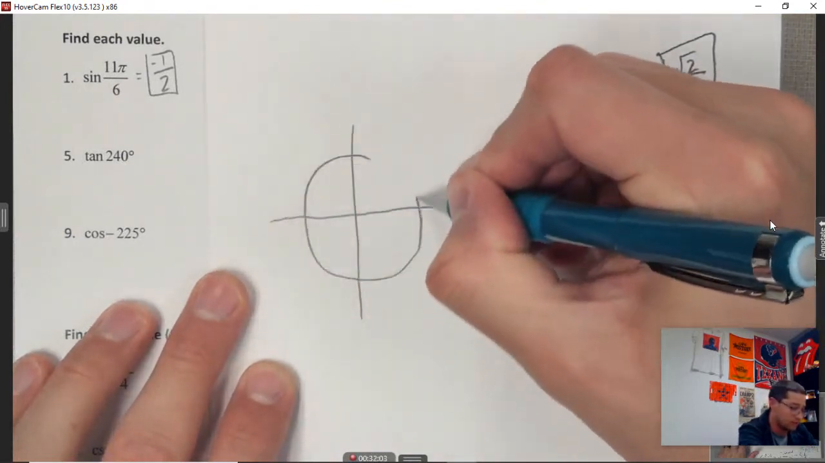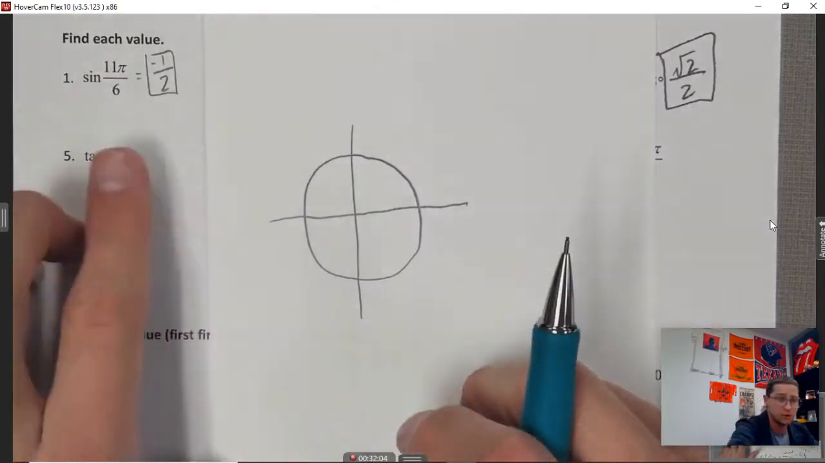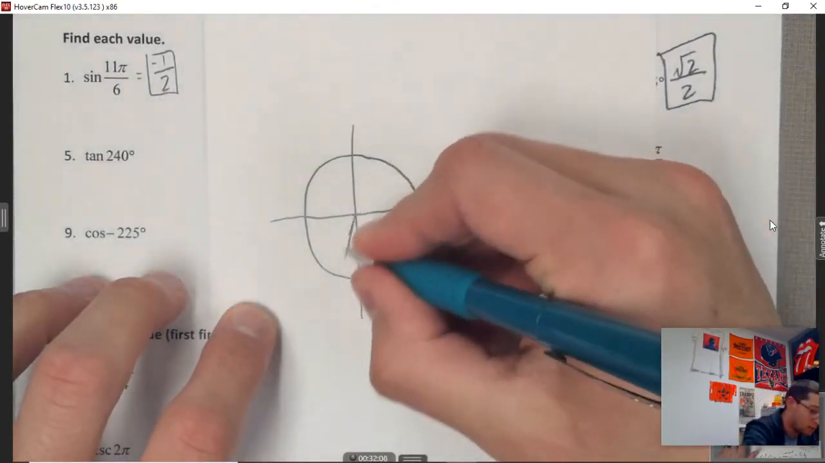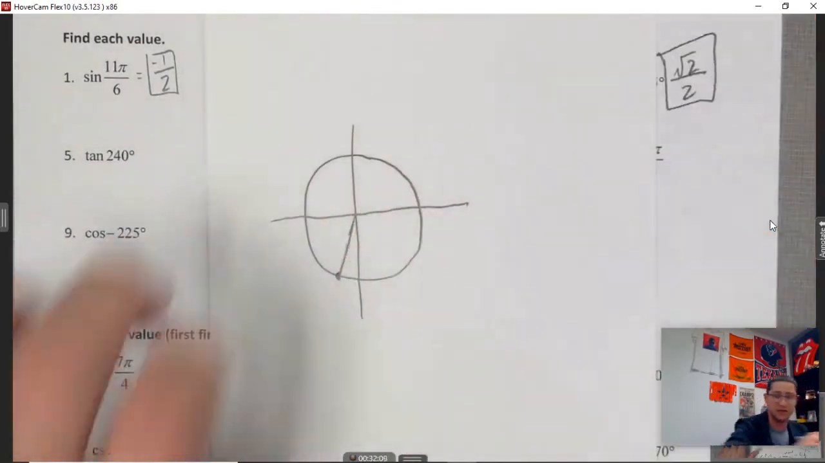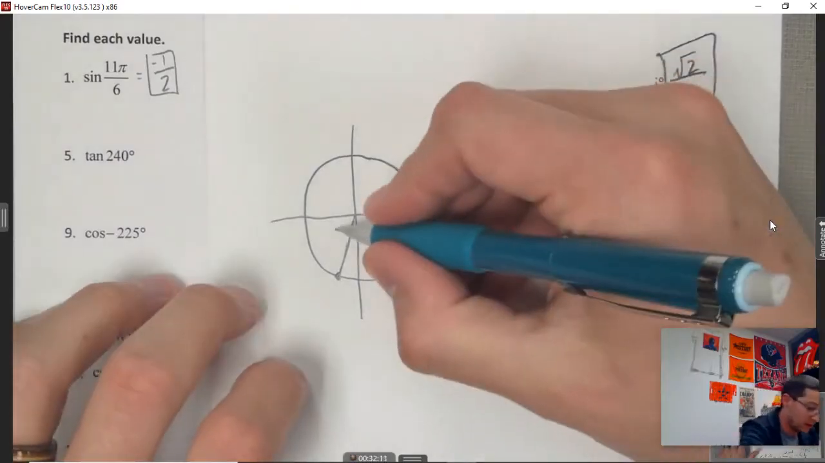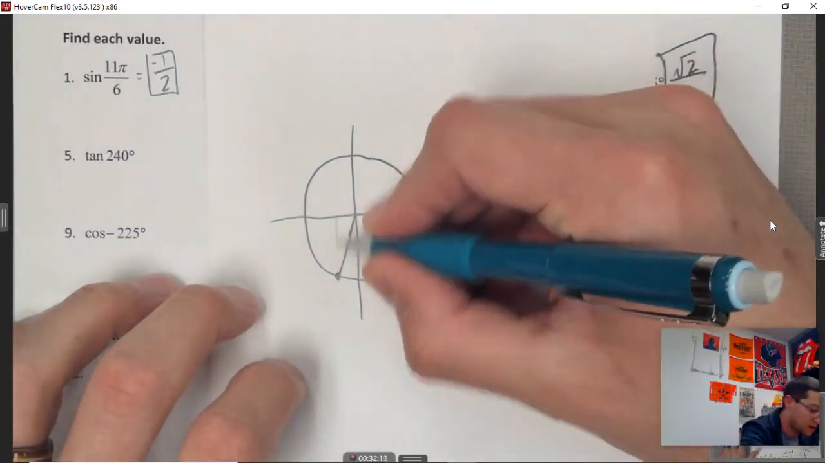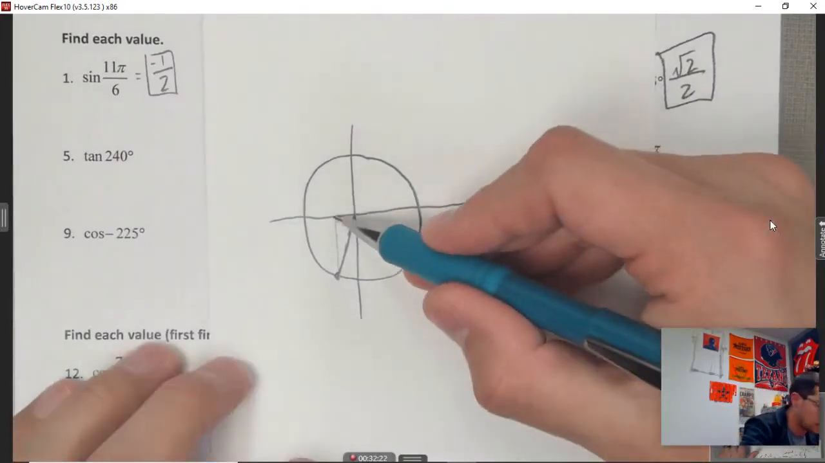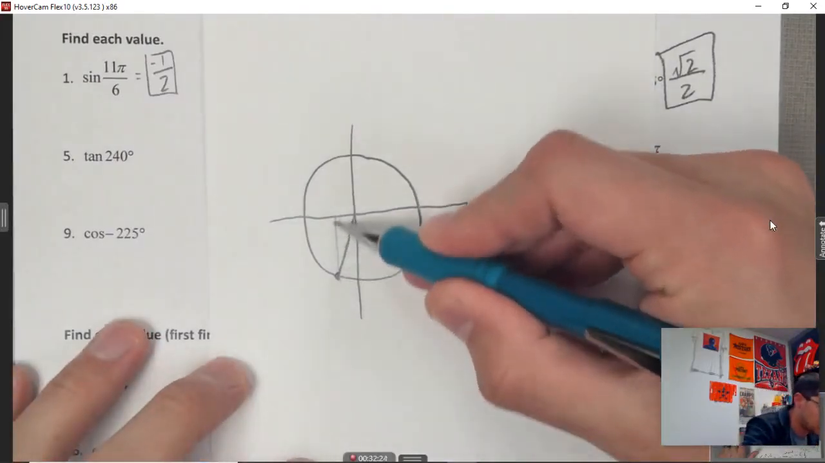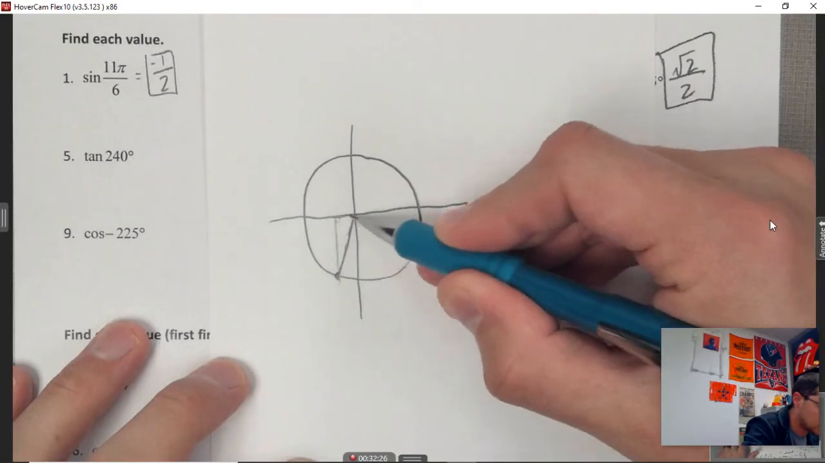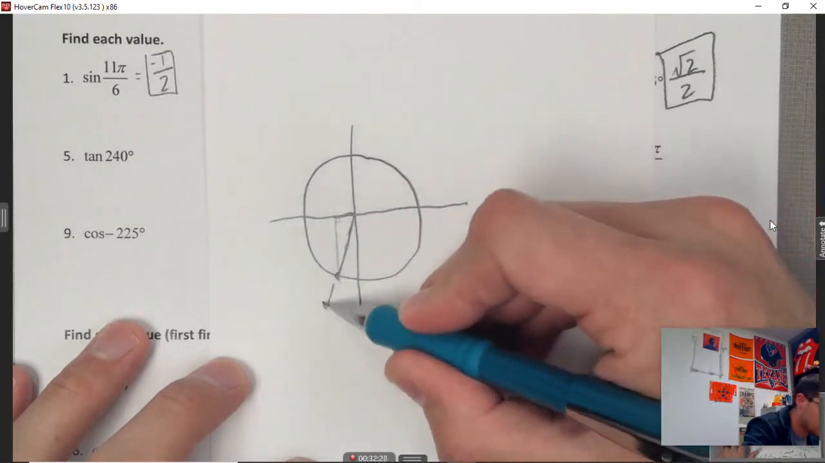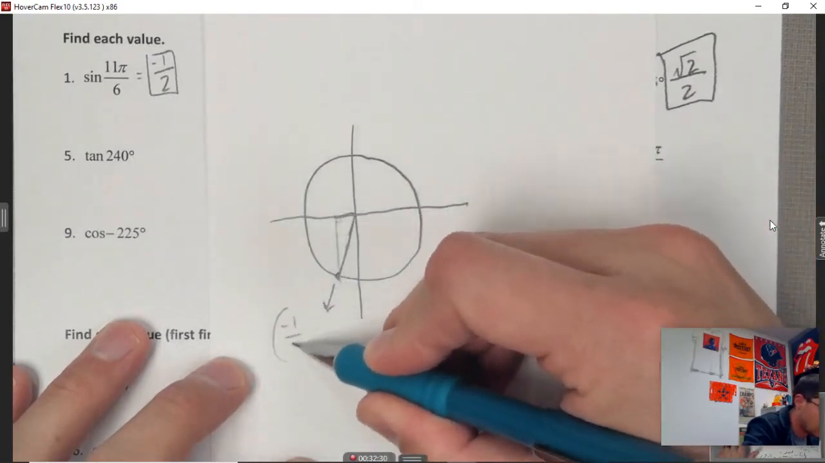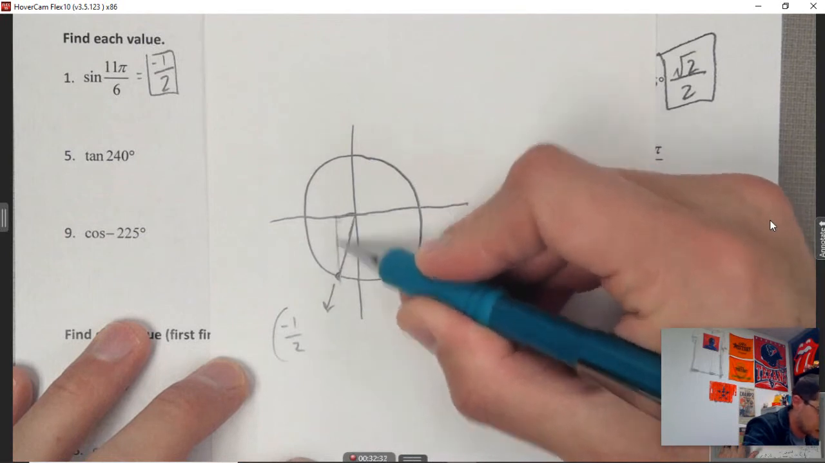Okay, cool. 240, that is somewhere right here. Just an approximation. Okay, so if we're thinking back up here, the way I look at it is: is my y bigger or is my x bigger? Well, looks like my y is going to be the bigger one. So the x is the negative 1/2. So the coordinate is negative 1/2, tiny, and the y is longer.